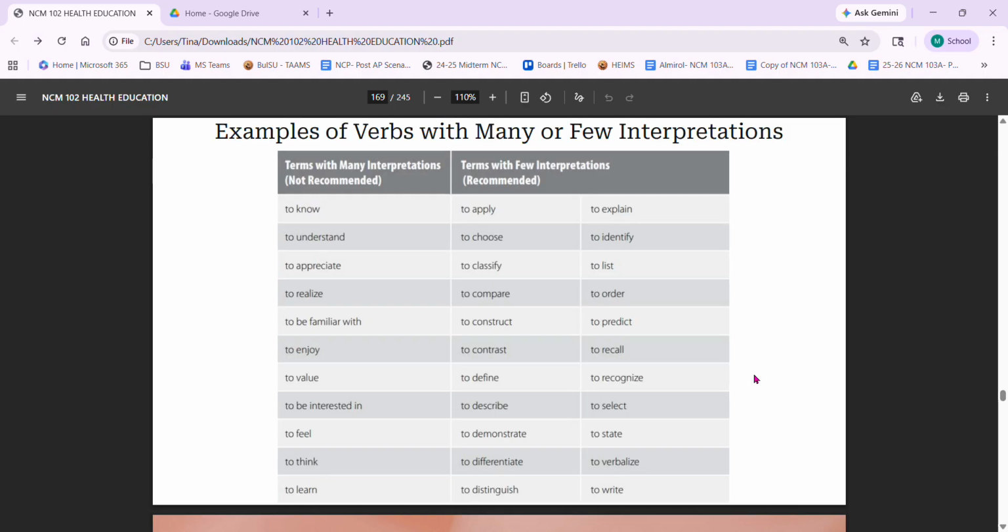Okay? Next, examples of verbs with many or few interpretations. Okay? So, here, meron kang many interpretation. Ito, few interpretation. Okay, so kindly focus here sa mga recommended: to apply, to choose, to classify. So yung katulad kanina, 'di ba? Yung mga vague: to realize, to appreciate, to understand. Okay, so let's iwasan natin tong mga verbs na to.